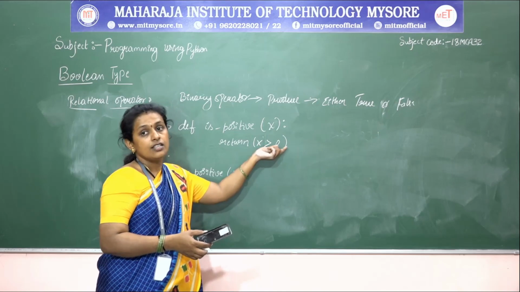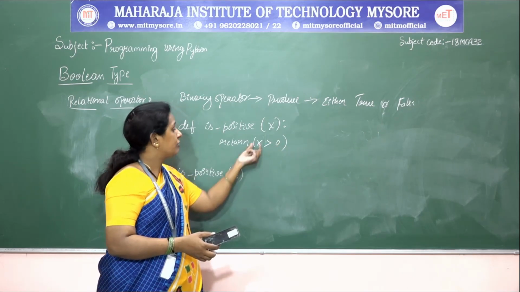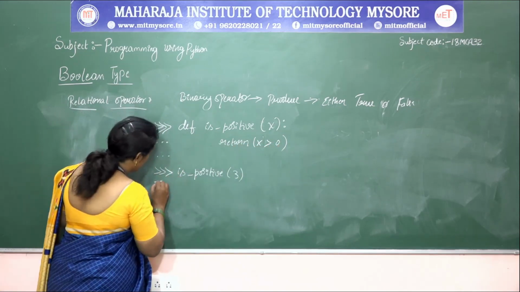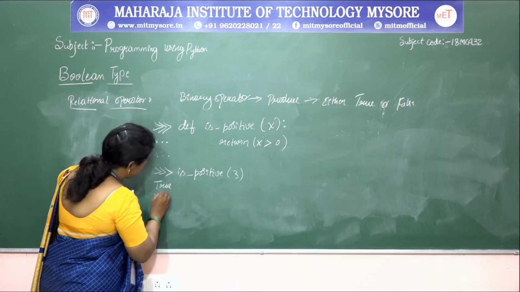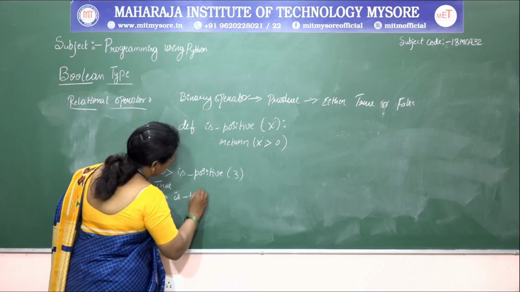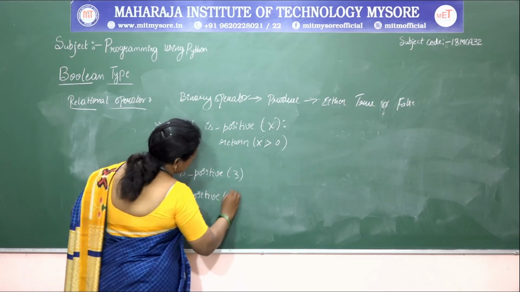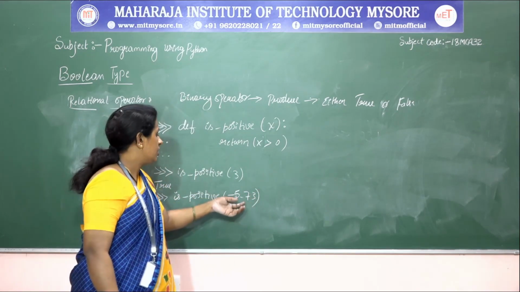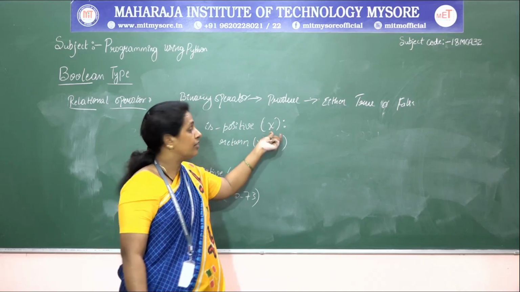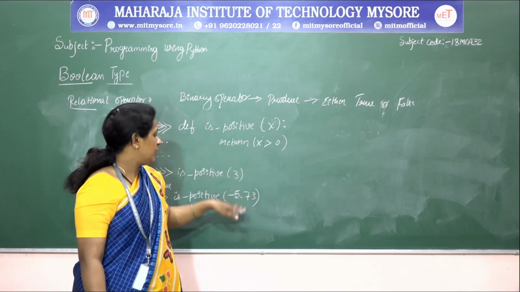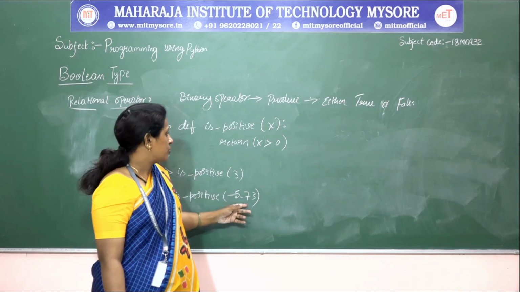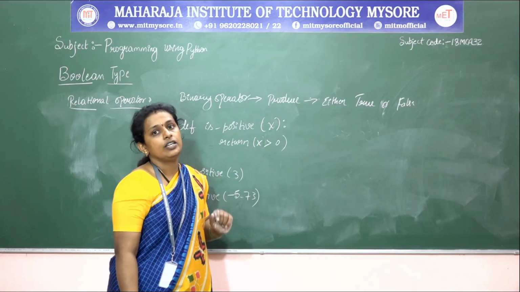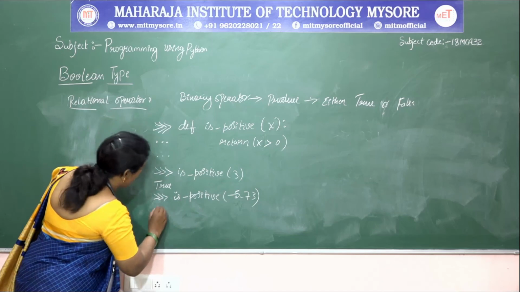So x is greater than 0? Yes, obviously the value of x here is 3, which is greater than 0. So it will return a value as true. Is positive of this number: yes, it is going to pass this number to this function and the function will compare. Now x value is minus 5.73. So it is going to check: minus 5.73 is greater than 0? No, it's not greater than 0. So I will get the output as false.